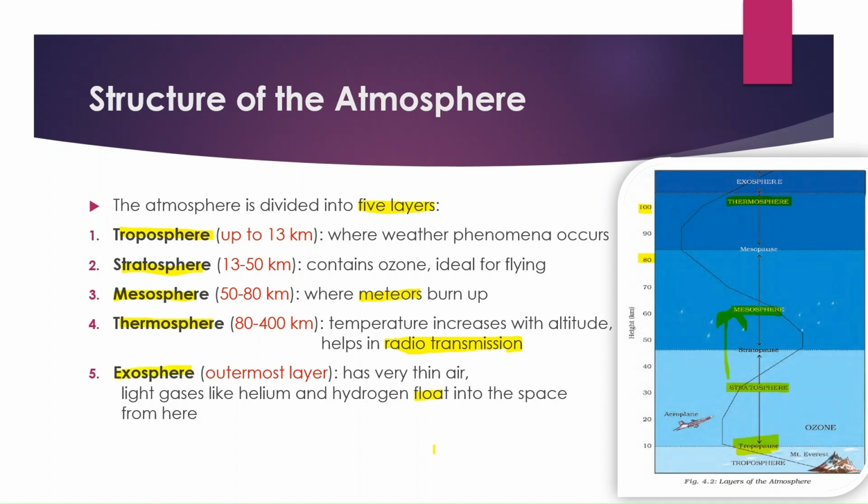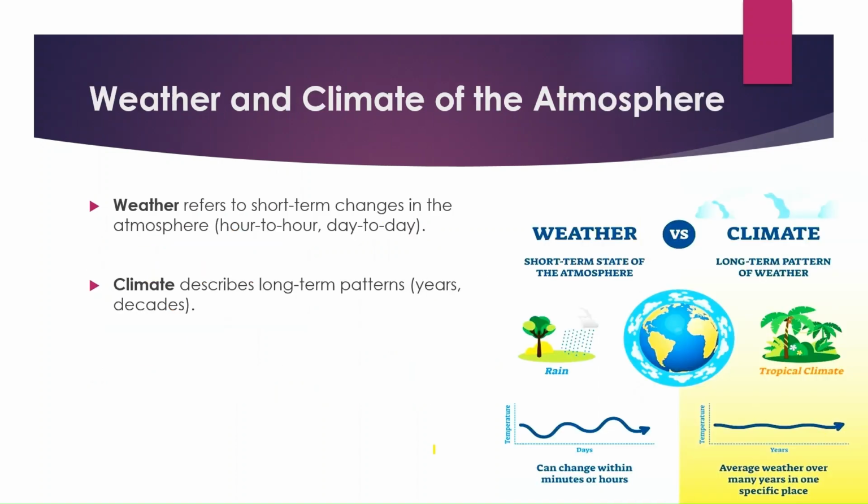Now let's understand about weather and climate and what is the difference. Weather is the day-to-day condition of the atmosphere. So it refers to the short-term change in the atmosphere. Weather changes from hour to hour and from day to day. Like we say that today the weather is sunny or rainy or cloudy.